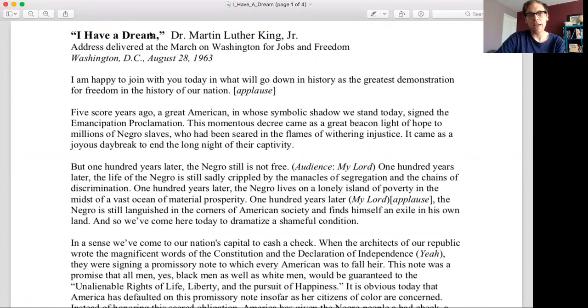Again, this is from the I Have a Dream speech by Dr. Martin Luther King Jr. The address is delivered at the March on Washington for Jobs and Freedom. That's in Washington, D.C., August 28th, 1963. It is worth noting that he is standing on the steps in front of the Lincoln Memorial. So what that means is there's a huge statue of Abraham Lincoln behind him. And so Dr. King and also President Lincoln are looking out to a crowd of about 250,000 people.